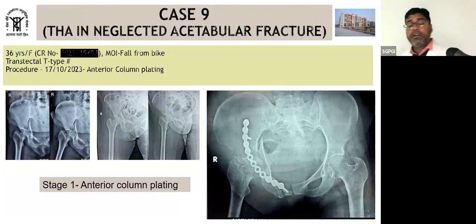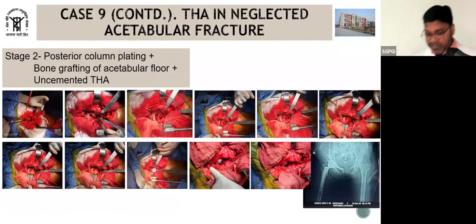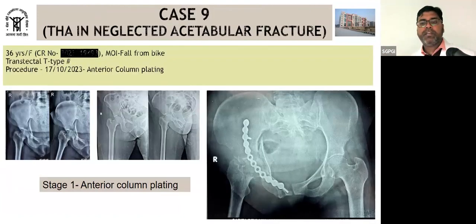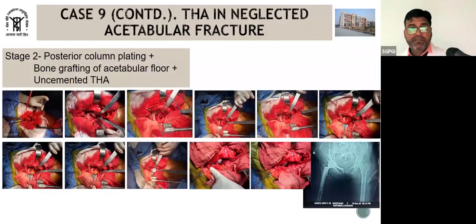Now these were the cases which we had operated, and these patients had somehow gone into avascular necrosis or osteoarthritis. Now I will be showing you 2 cases where because of COVID, we could not operate on these patients. And these patients eventually came to us after around 1 or 2 years. So this was one case where you can see that there is a T-type fracture of the acetabulum. And since we had to make the pelvis continuous, we fixed the anterior column first. After a few months, we fixed the posterior column.